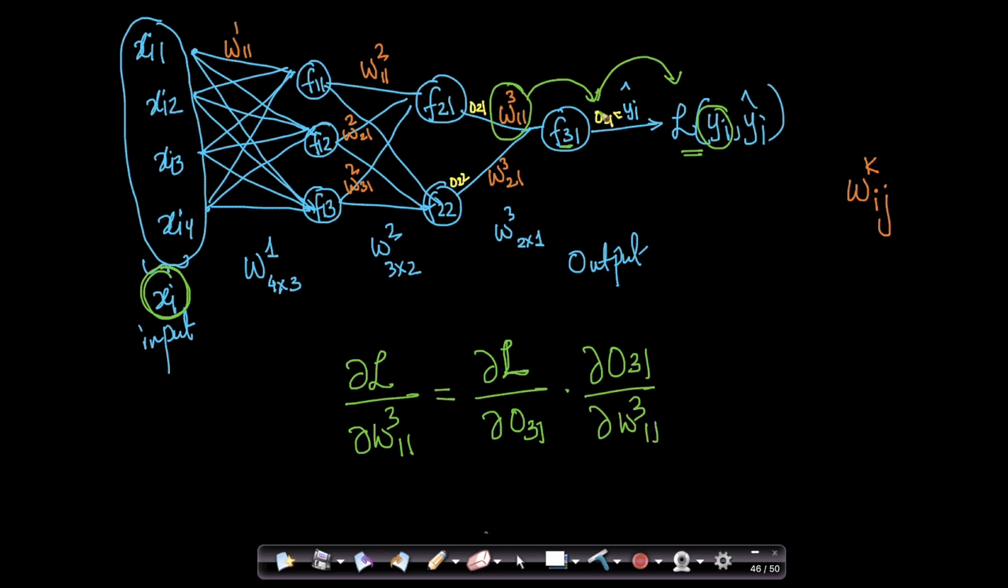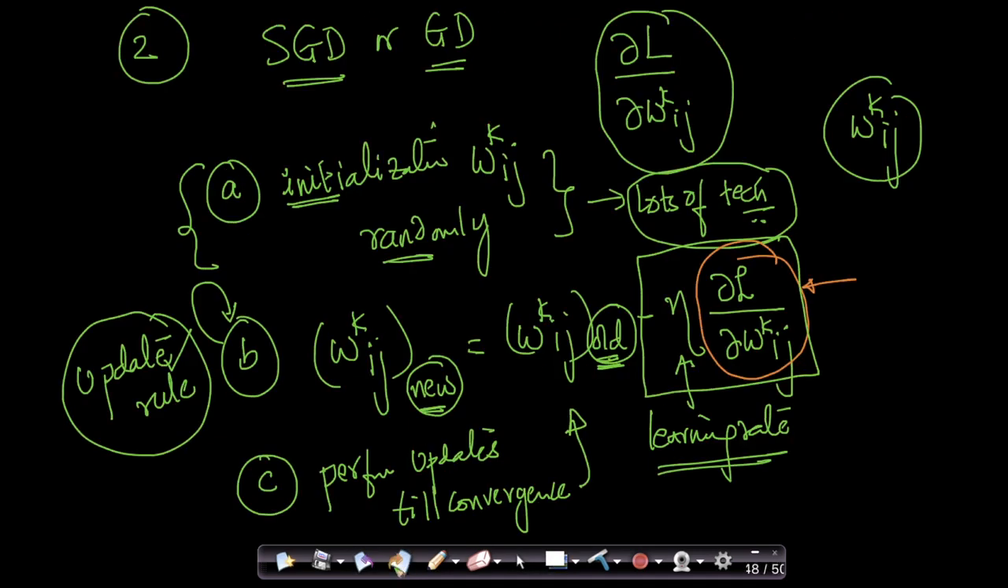Because look at these two hops. This hop is represented by this one. Let's call it hop 1. This hop 1 is represented by this. This hop 2 here is represented by this, right? In hop 1, O31 impacts your loss function. That's why you're computing the derivative of L with respect to O31, your output in 31. Now O31 is also impacted by W311. So that's why I write the derivative of O31 with respect to W311. Very simple.